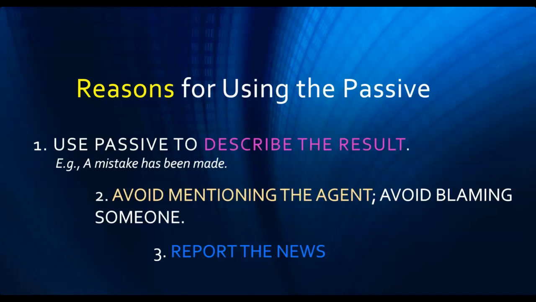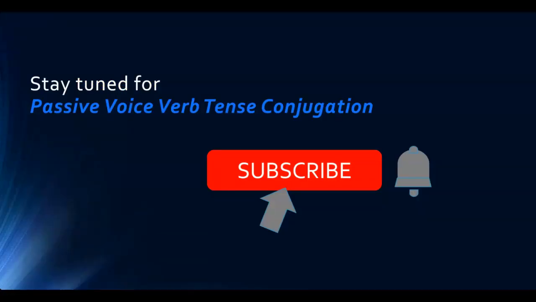So there you have it. These are the 3 reasons for using the passive voice in the English language. Stay tuned for the next video in which I'm going to explain how the passive voice verb tense conjugation is actually taking place in the English language.